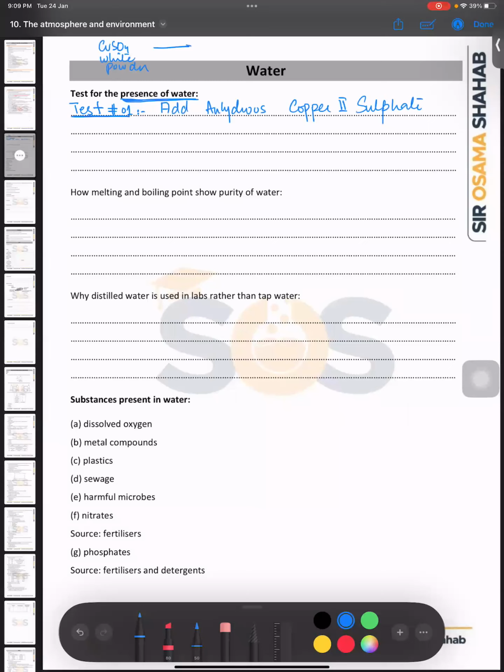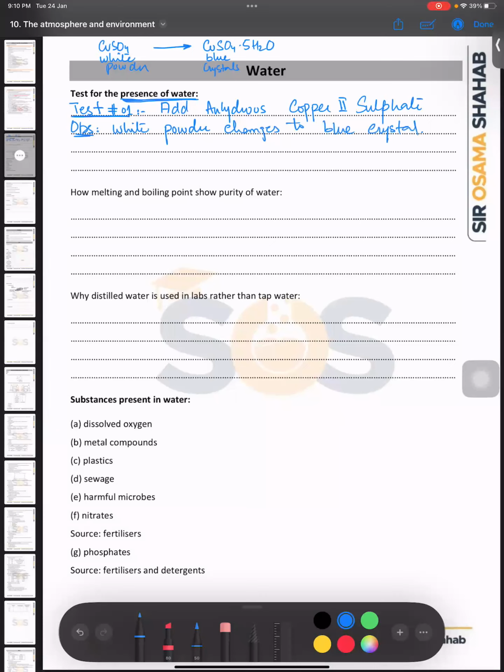When you add it to water, it absorbs the water content, and the water content is actually used to make crystals. So it is water of crystallization. When it is added, it will have blue crystals. It will have blue crystals, right? So you can say that the observation of this test would be white powder changes to blue crystals, right? Got it, bacho?